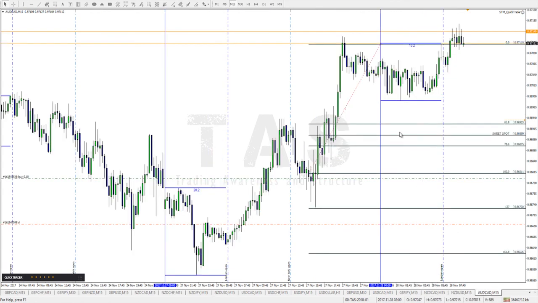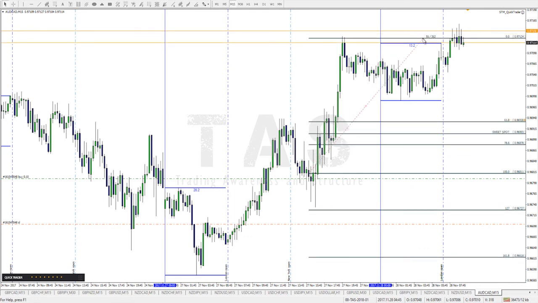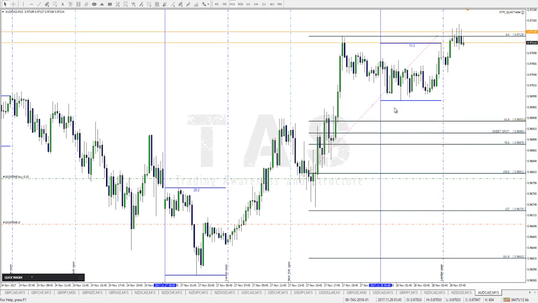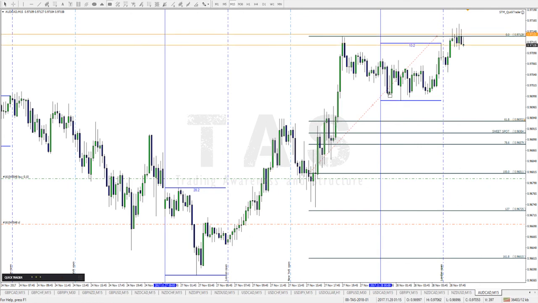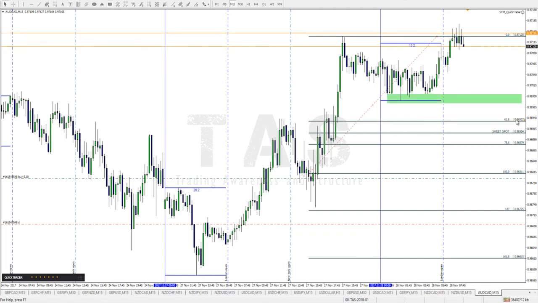And let's see, this is the other one I talked about yesterday. Have clean levels here. Let's put a rectangle there. Have clean levels there, so it could come down to take the liquidity that's below here before going up. Let's wait.